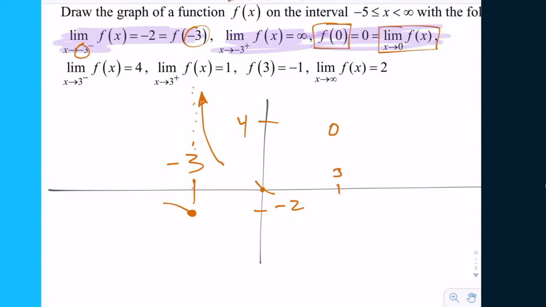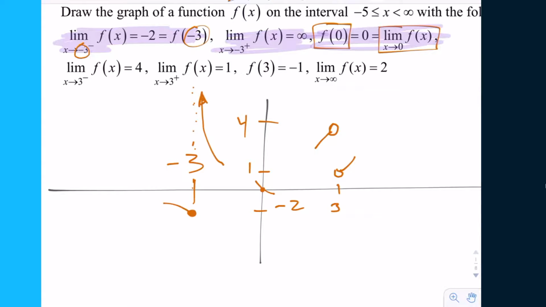And it looks like I'll just put an open circle there. And the limit from the right is 1. So I need to label this as 1. And maybe I'll move this 3 here down to the bottom for the label. So then it's going to look something like that.